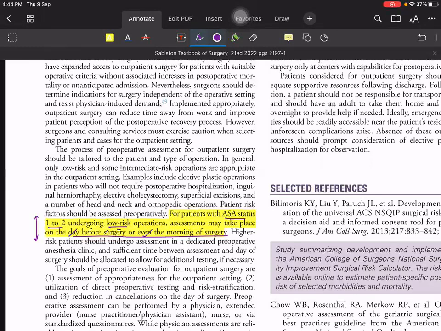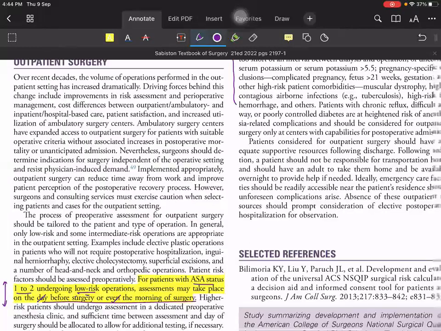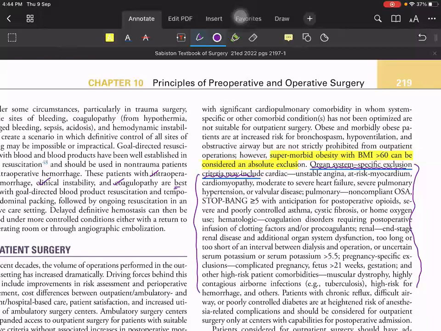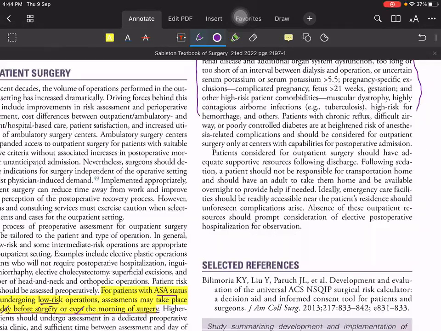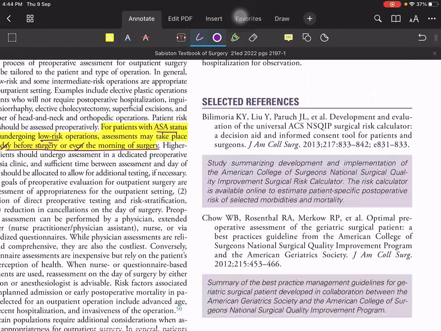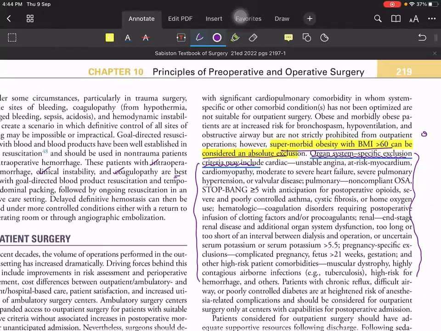Then one more thing they call super morbid obesity, with a BMI greater than 60, can be considered an absolute exclusion. Absolute exclusion means this patient should not go for the operation. Okay, you see here.